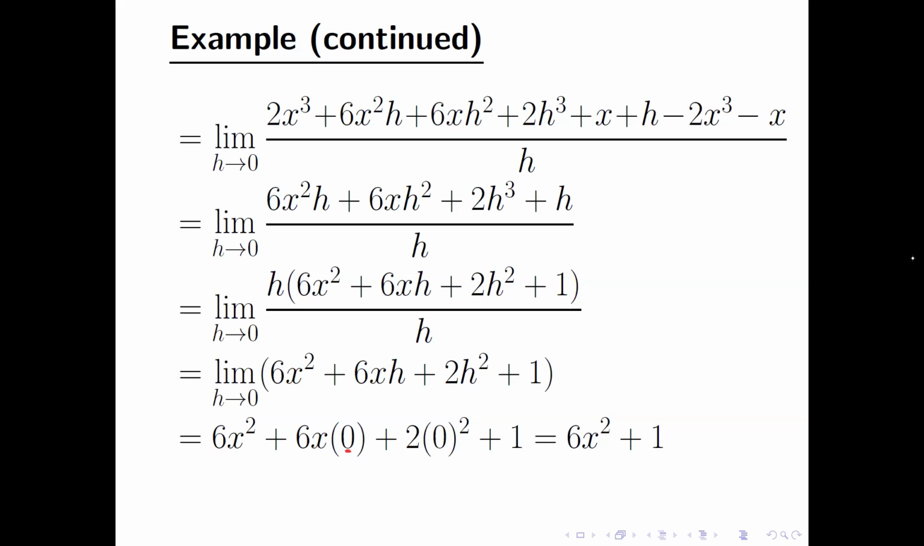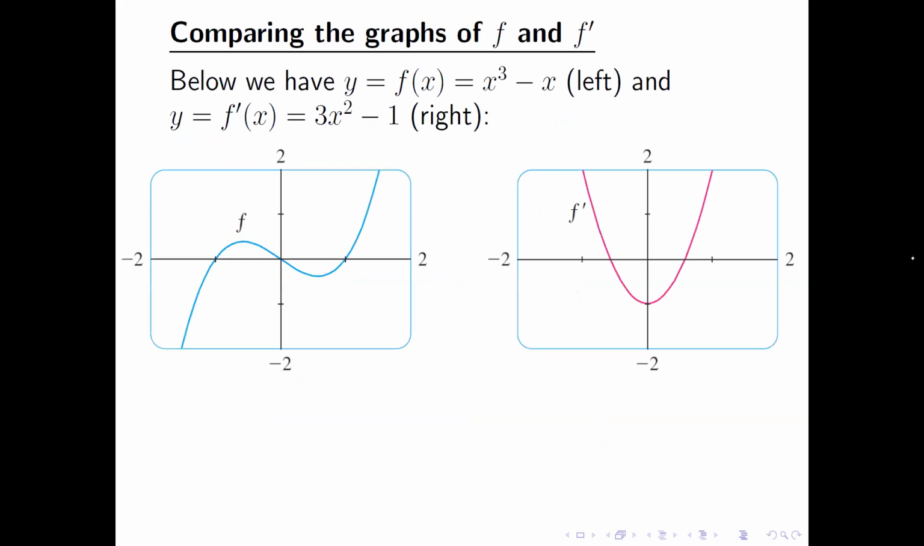So in other words, our f prime is equal to 6x squared plus 1. This is our derivative of that function. But now we can conclude, we may use diagrams. If we compare the two functions, one will see that from the cubic function, we have obtained a quadratic function.